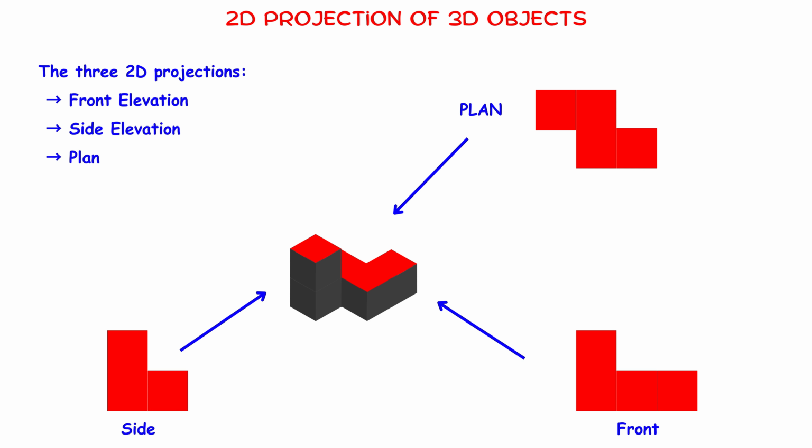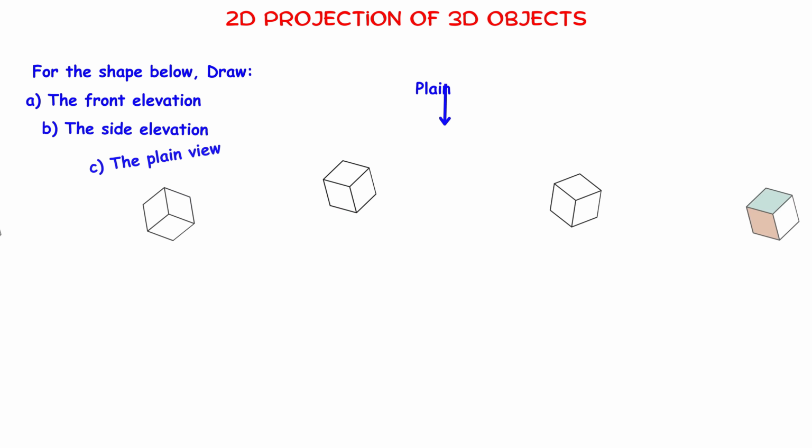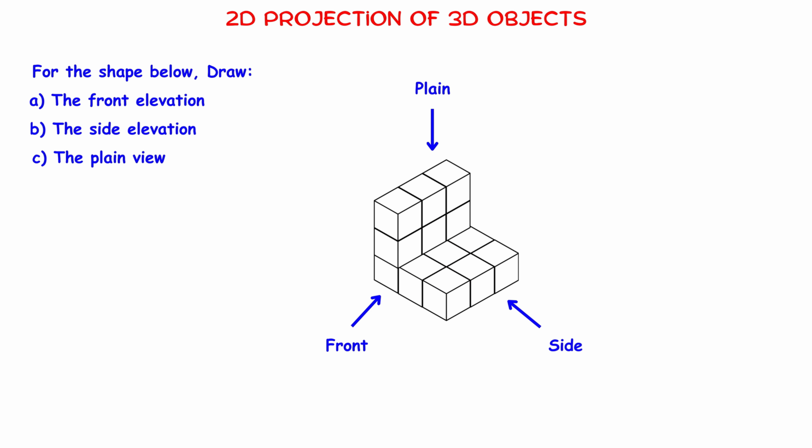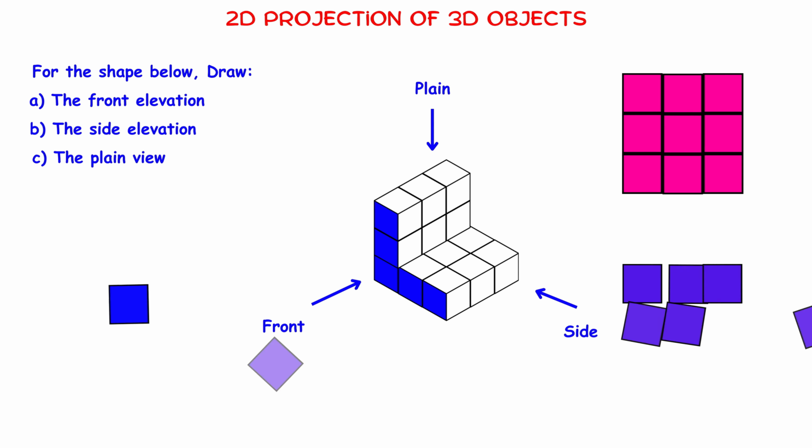The front elevation is just what the object would look like if you're looking at it from the front. So if you imagine that you were looking at it from this angle, you would only be able to see these four faces that are directly facing you, and so you basically just see a block like this.